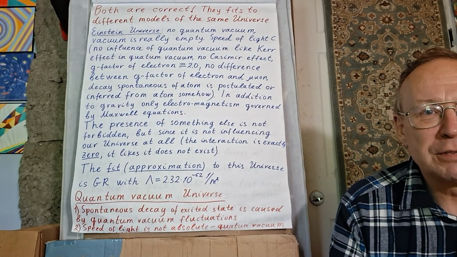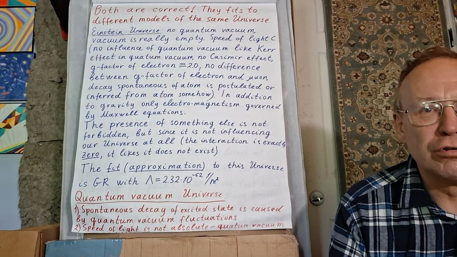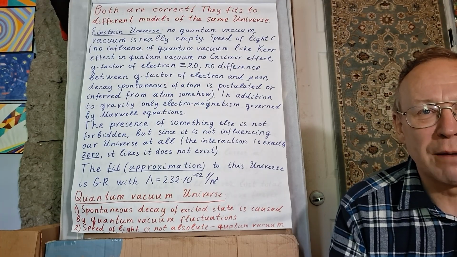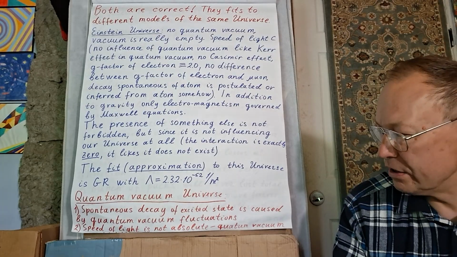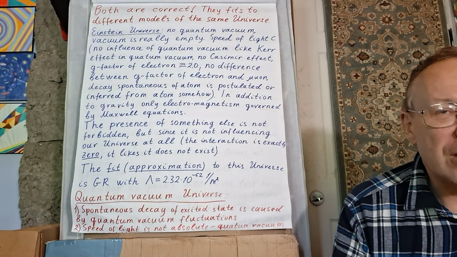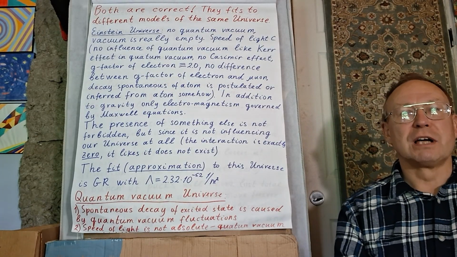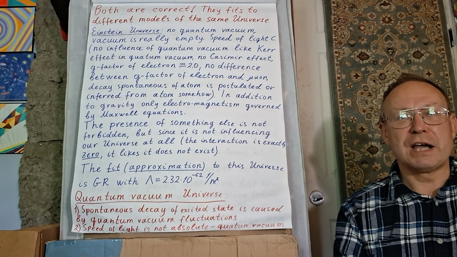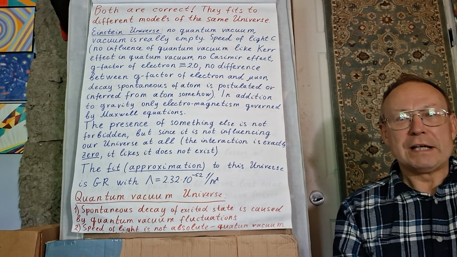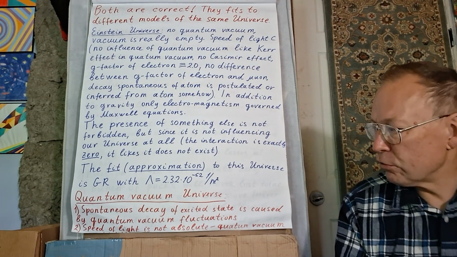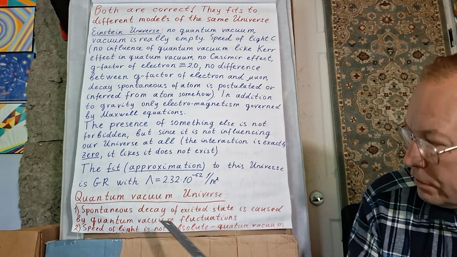An atom decays from an excited state and emits a photon. A nucleus decays from an excited state, emits a gamma quantum or something else, just decays. And it is found that this effect is present even in complete vacuum, with no influence from other atoms or from media. Why is it present? Quantum vacuum is present and causes the effect.